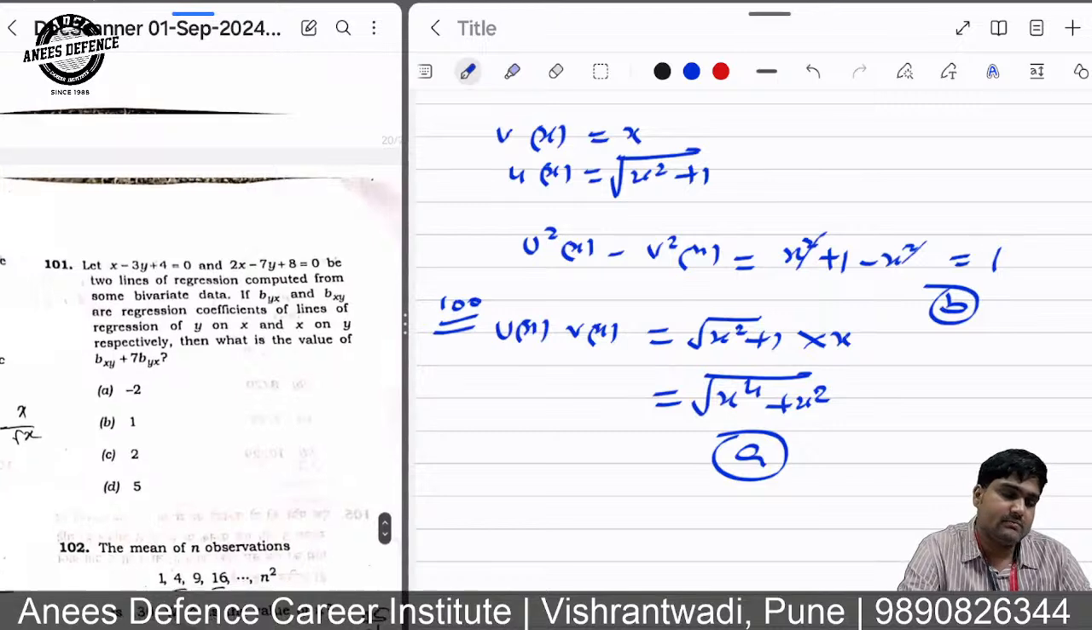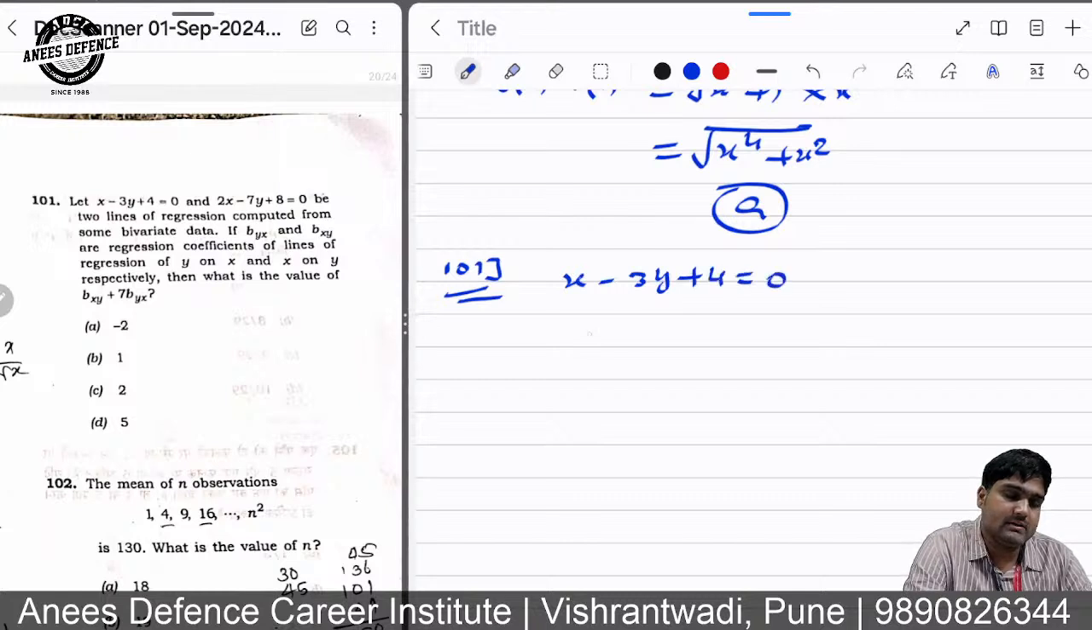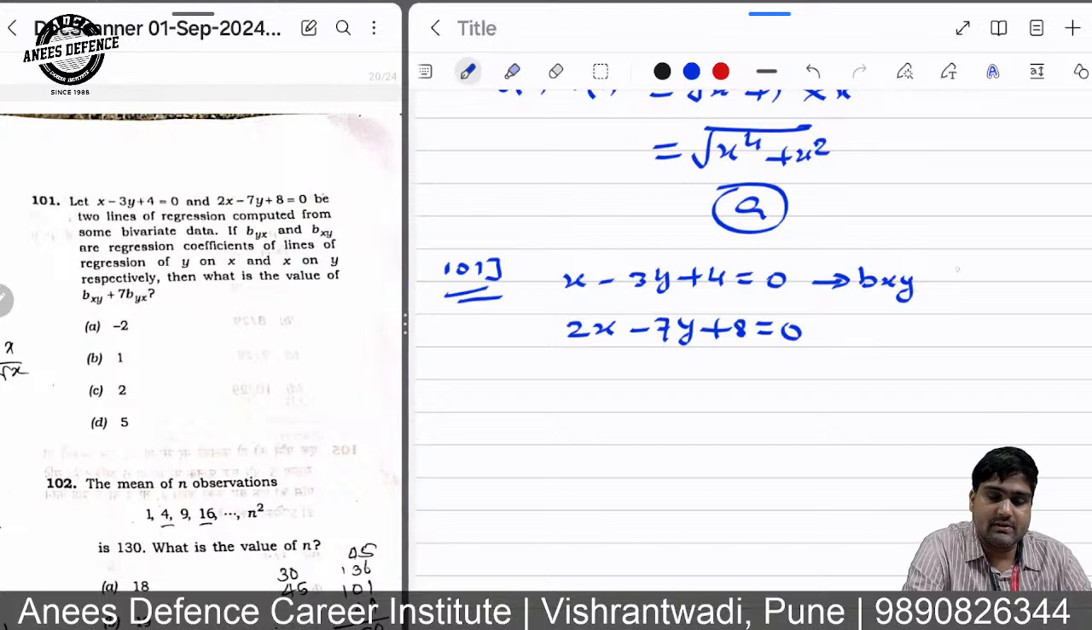Let's move to the next question, 101. Here the equations of regression lines are given. The first equation is x minus 3y plus 4 equals 0, and the second equation is 2x minus 7y plus 8 equals 0. Here we are going to find the value of the regression coefficient x on y, so it's 1 by 3, and we calculate the regression coefficient y on x from here. Sorry, x on y is minus b by a, so it's 3 and it's a minus.